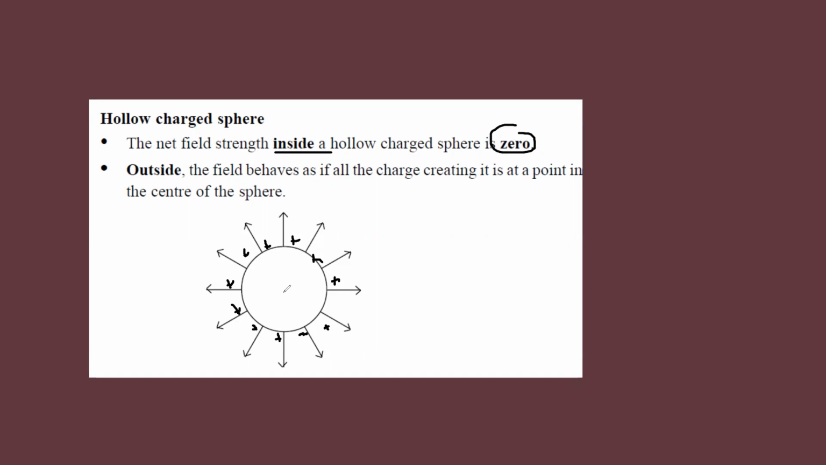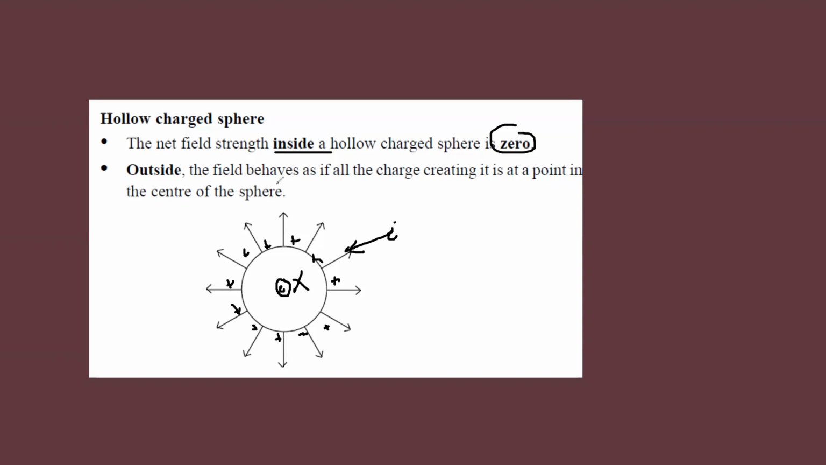If I place an electron inside, this electron will not move anywhere due to the electric field, because inside there is no electric field strength. But if I place the electron outside, then this electron is attracted. So for a hollow charged sphere, the net field strength inside is 0. But for outside, it will behave like a charge created at its center.